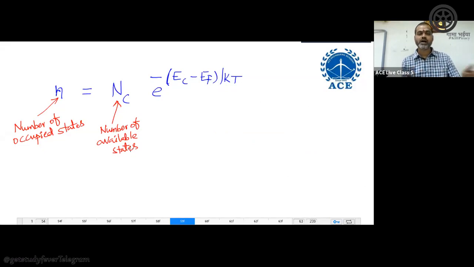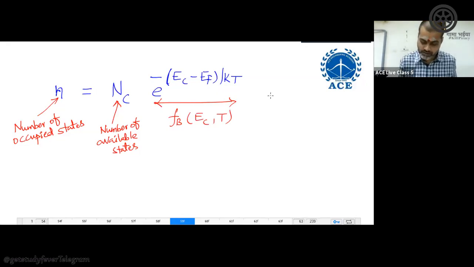I know how many available states are present. Now what I want to calculate is how many are occupied. You just multiply with the probability. I'll repeat this point. I know how many available states are present; to get the occupied ones, you just multiply with the probability. So this is nothing but the probability with the Boltzmann approximation, FB at the edge of the conduction band, Ec comma T. We'll see how we can get this.